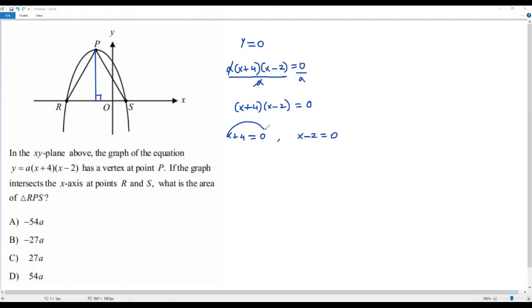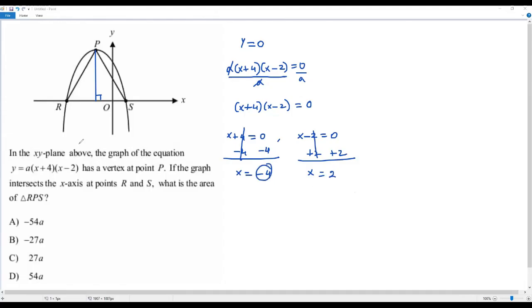Here we can solve for x in this equation. For that, we have to subtract 4 from both sides of the equation. Positive 4 and negative 4 will cancel. I'm getting x equals negative 4. Let me add 2 to both sides of the other equation. Negative 2 and positive 2 will cancel. I'm getting x equals positive 2. Okay, here I got the two x-intercepts of the parabola: negative 4 and positive 2.